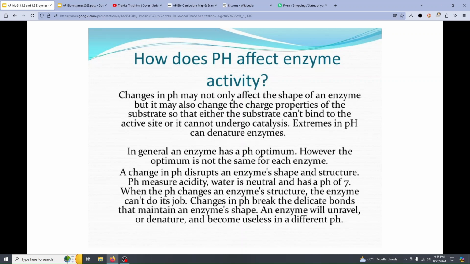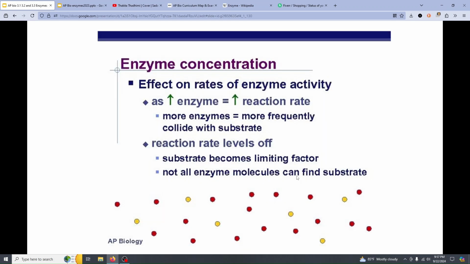And every enzyme has its own unique pH. For example, if you're looking at digestion of food, the food that you eat first goes through your mouth. You're chewing it. The saliva has an enzyme called amylase. Amylase has a pH of 7.